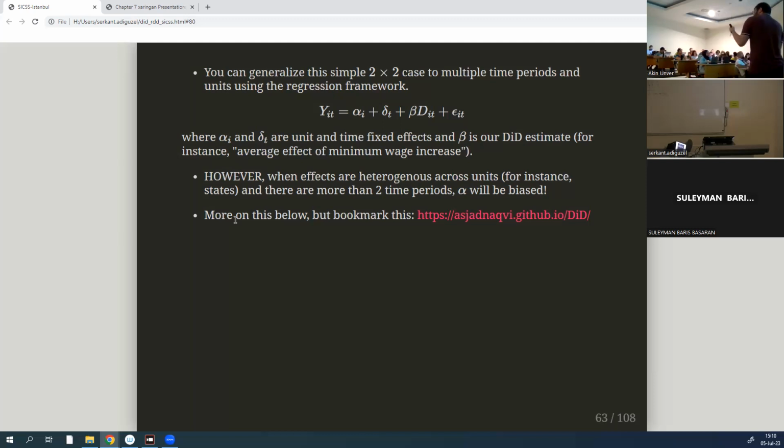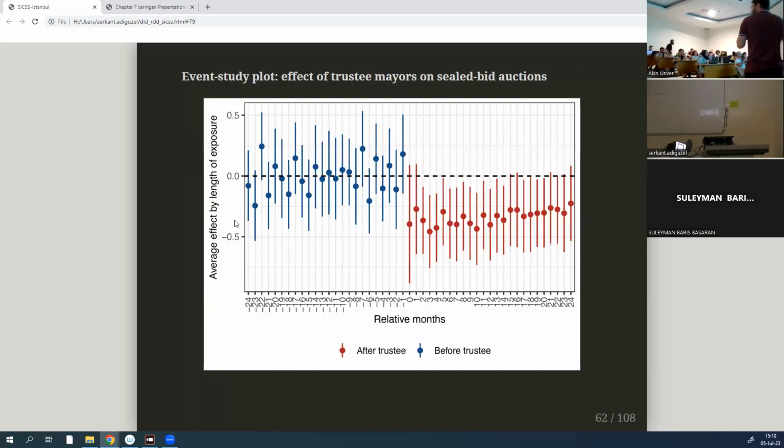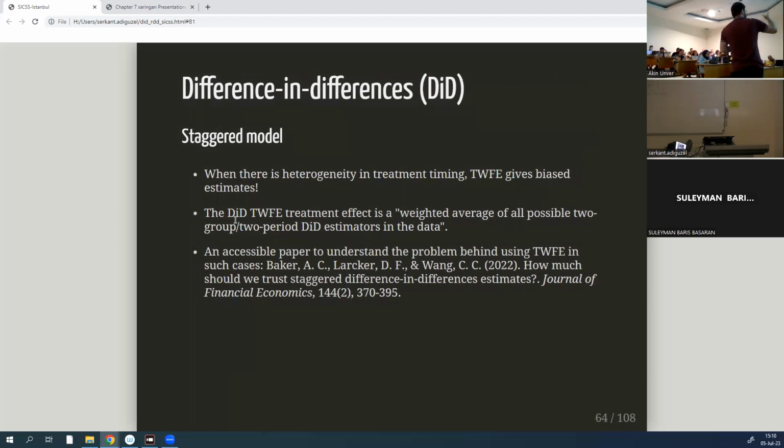But the moral of the story in all these papers is that in a staggered design, where there is variation in treatment timing, you cannot use two-way fixed effects. In the canonical design I showed you, that simple 2 by 2, it's fine. If every unit is treated at the same time, that's fine. But in other cases where this doesn't happen, like in this case, this is not coming from two-way fixed effects. This is coming from a different estimator, and I'll show you what that is. So DID with two-way fixed effects gives biased estimates.